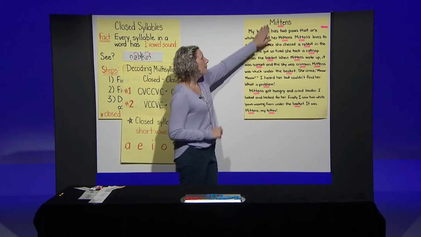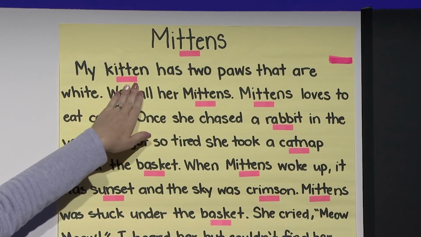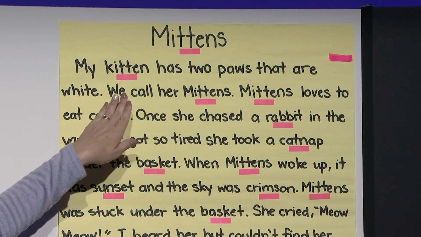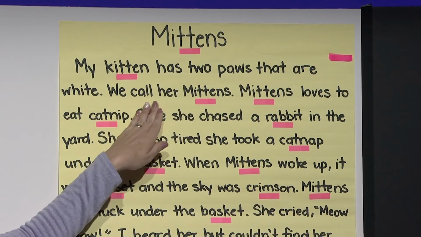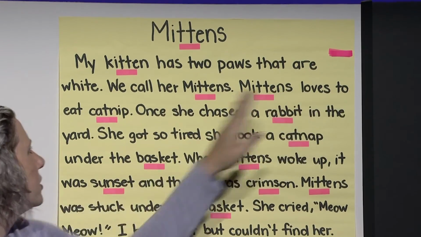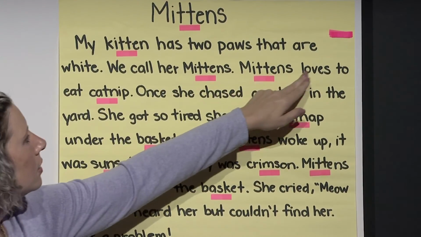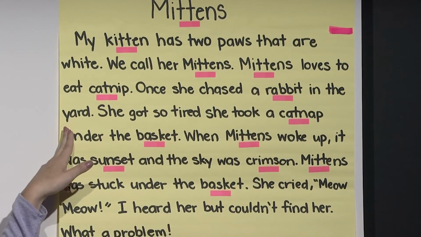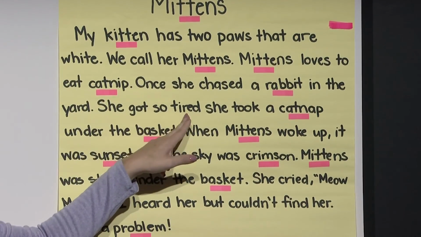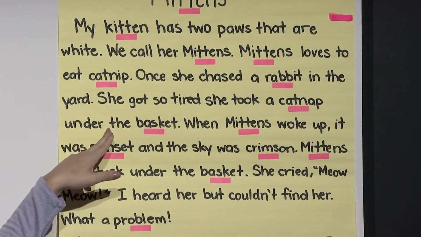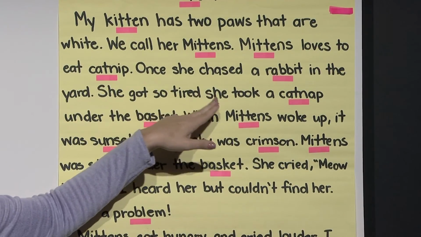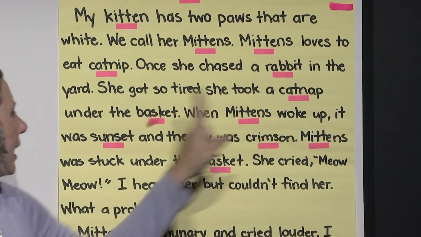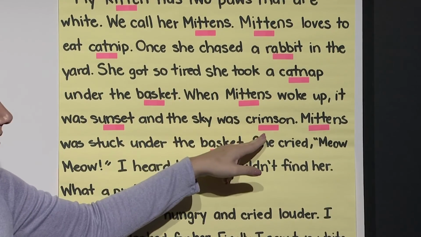Follow after me. Mittens. My kitten has 2 paws that are white. We call her Mittens. Mittens loves to eat catnip. Once she chased a rabbit in the yard. She got so tired she took a cat nap under the basket. When Mittens woke up, it was sunset and the sky was crimson.